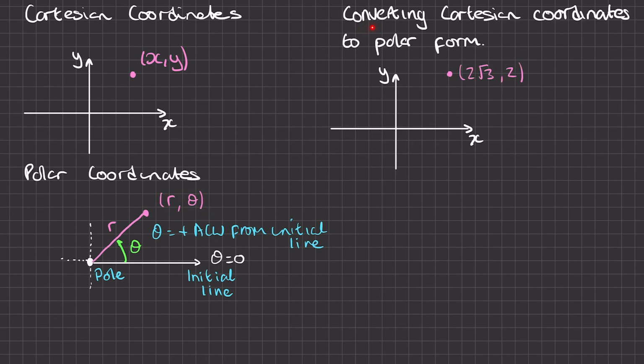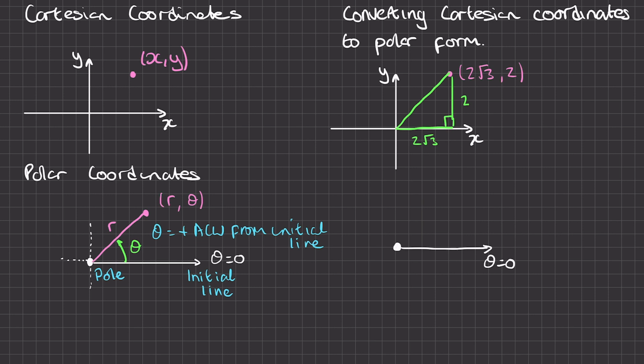Okay, so now we're going to look at converting Cartesian coordinates to polar form. We have the Cartesian coordinates of 2 root 3 and 2. So this gives us our x value of 2 root 3 and our y value of 2. And you can see that we can create from our x and y a right angle triangle, where this is the hypotenuse, and here is our right angle. To convert these to polar form, I'm going to sketch a polar grid. So we have our pole and our initial line, where theta equals 0.